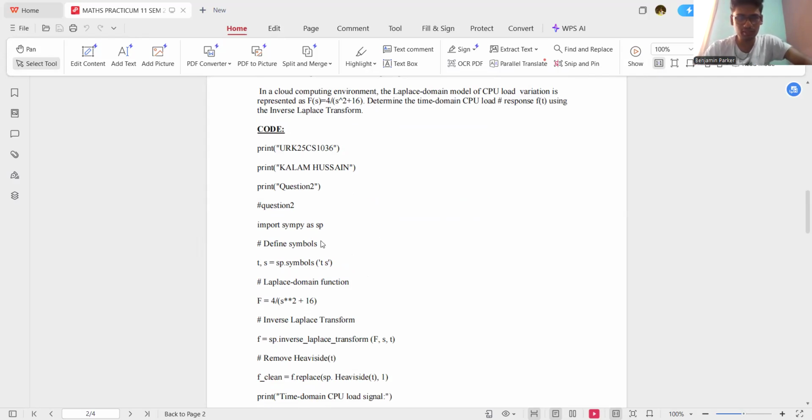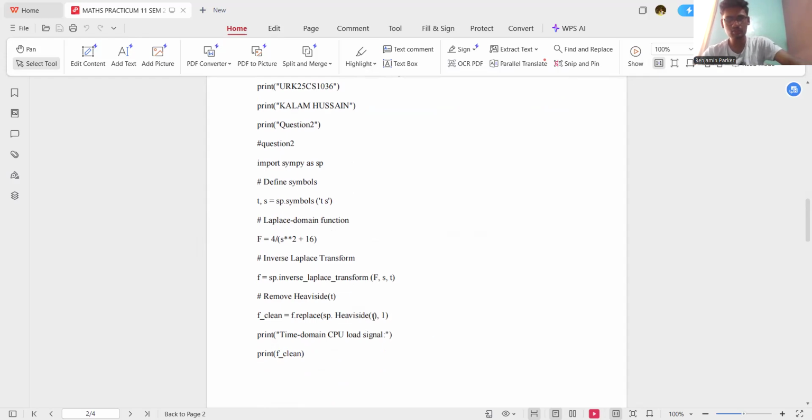We are importing sympy as sp, and after that we are defining the symbols t, s equal to sp.symbols t s. Then we apply the Laplace domain function F = 4/(s^2+16), which is already given in the question. After that we apply the inverse Laplace transform, f = sp.inverse_laplace_transform(F, s, t), and we are removing the Heaviside: f_clean = f.replace(sp.Heaviside(t), 1). After that we are printing the time domain CPU load signal, and printing out f_clean.